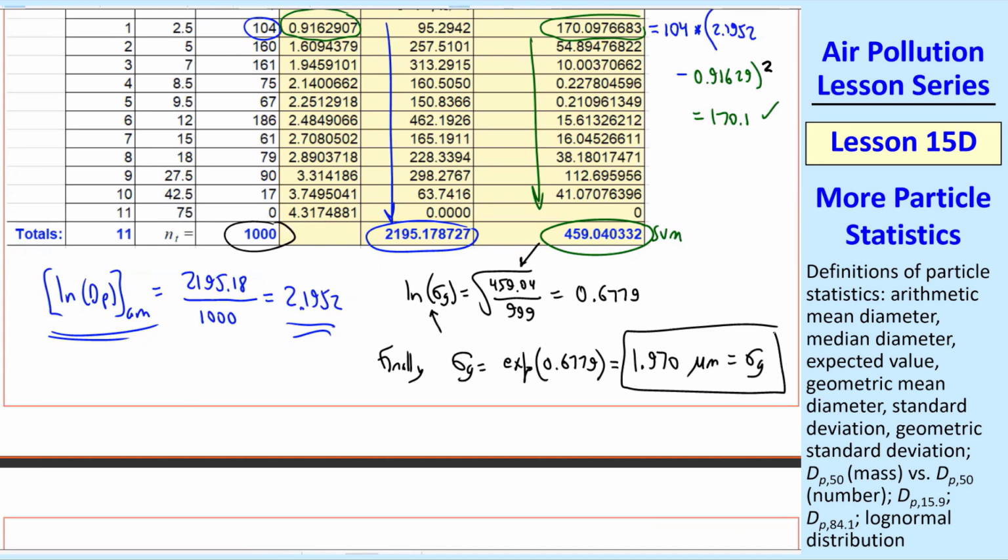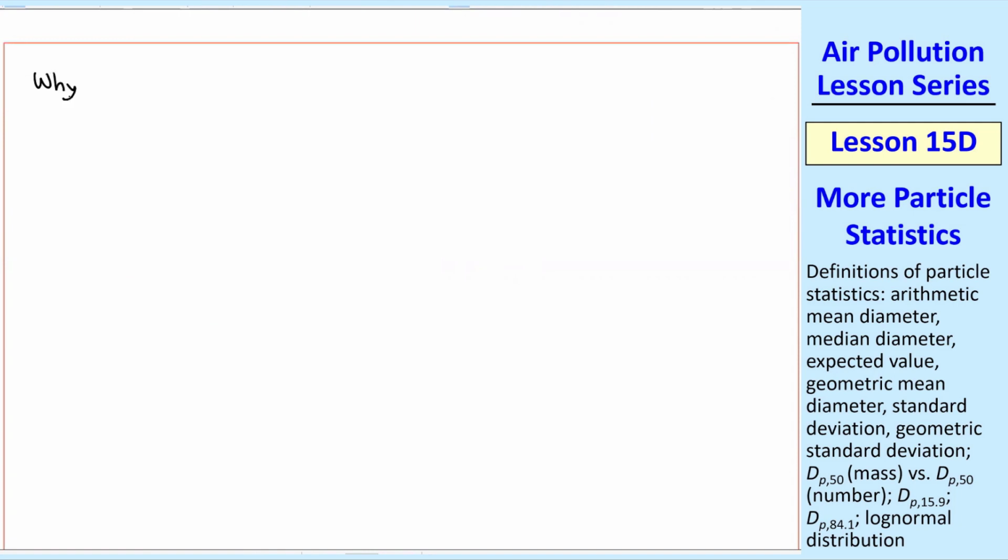Make sure you can duplicate my numbers before you try any quizzes or homework. Now I'll just do some comments. The first one is, why are we doing this? Why are sigma g and dpgm important?